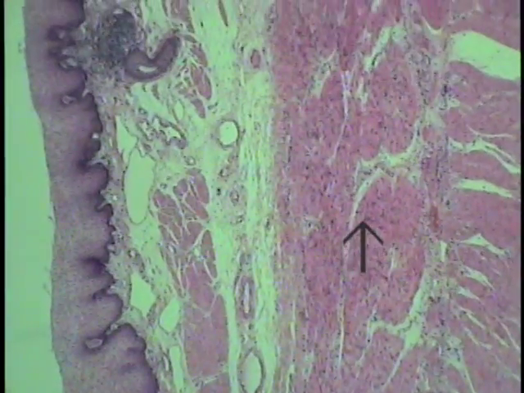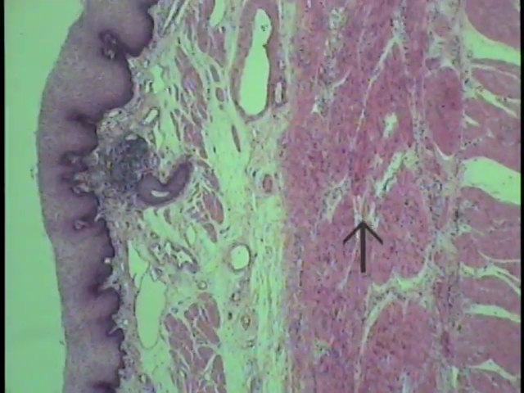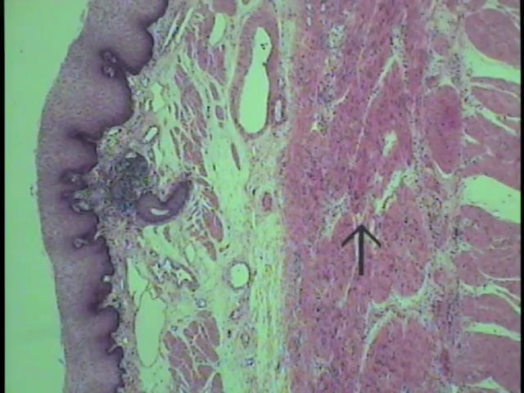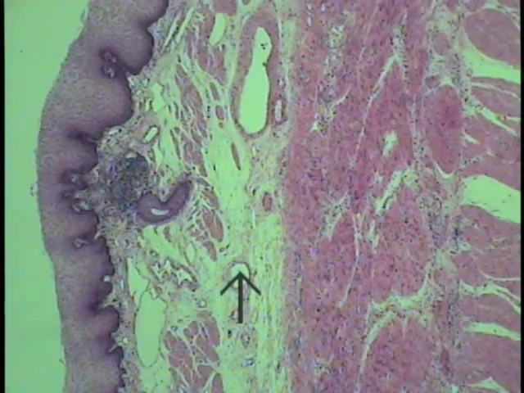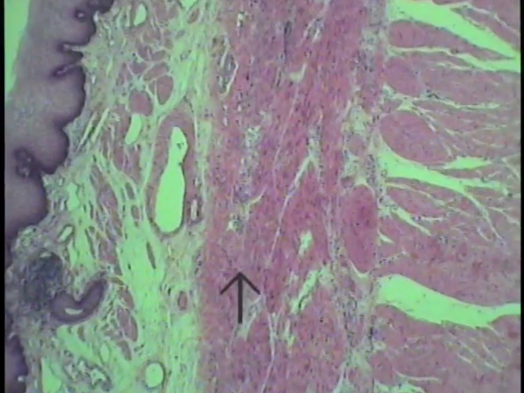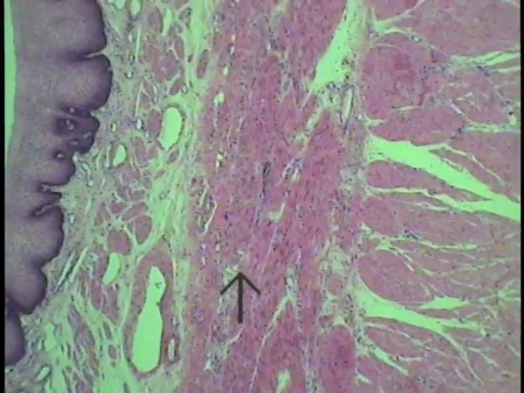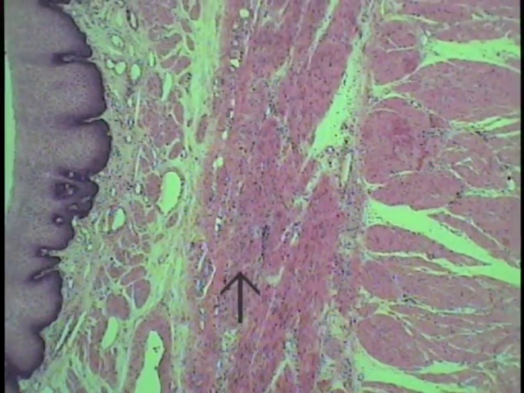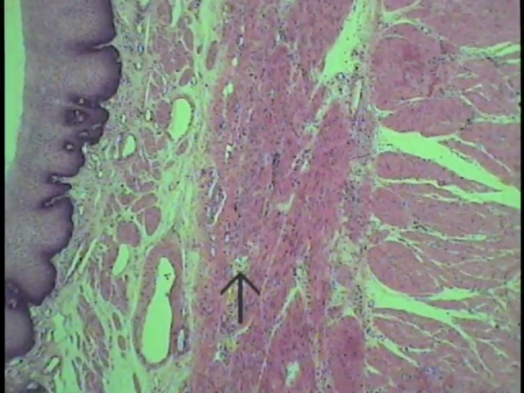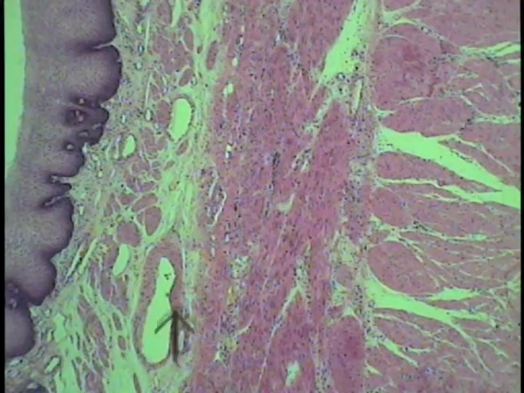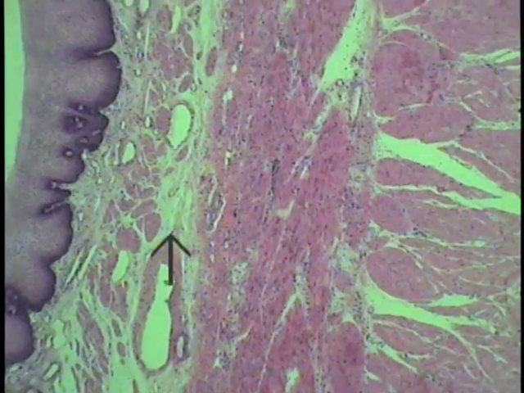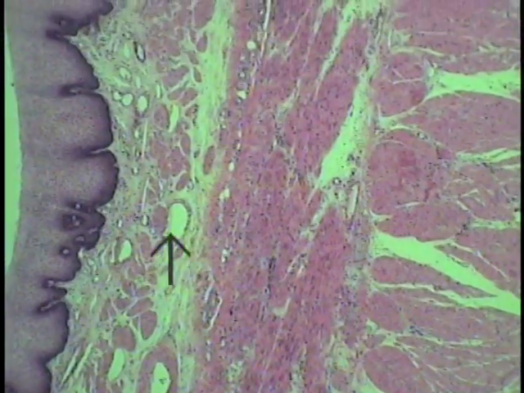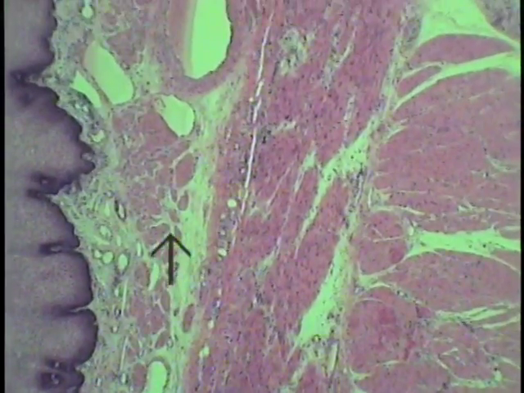Now, coursing lengthwise, one will see lymphatic nodules within the lamina propria. They may even appear in the submucosa. One can make out, if we course back here, the fairly large vessels which reside within the submucosa. This will also be true of the remainder of the digestive tube.